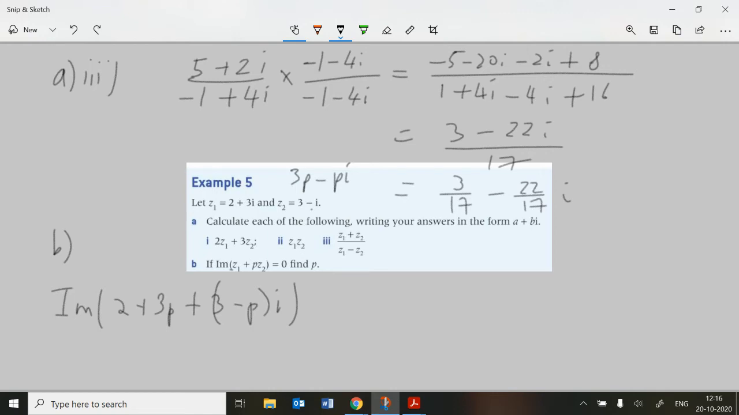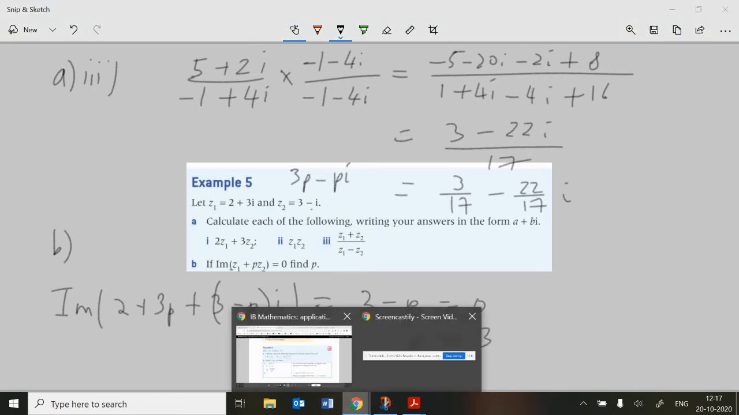Okay, so the imaginary part of this is equal to 0, but the imaginary part is just this bit here. So it's just 3 minus P. So it's the size of the coefficient of i, and that's giving us 0. And so then we can see that we've got P is equal to 3 here.